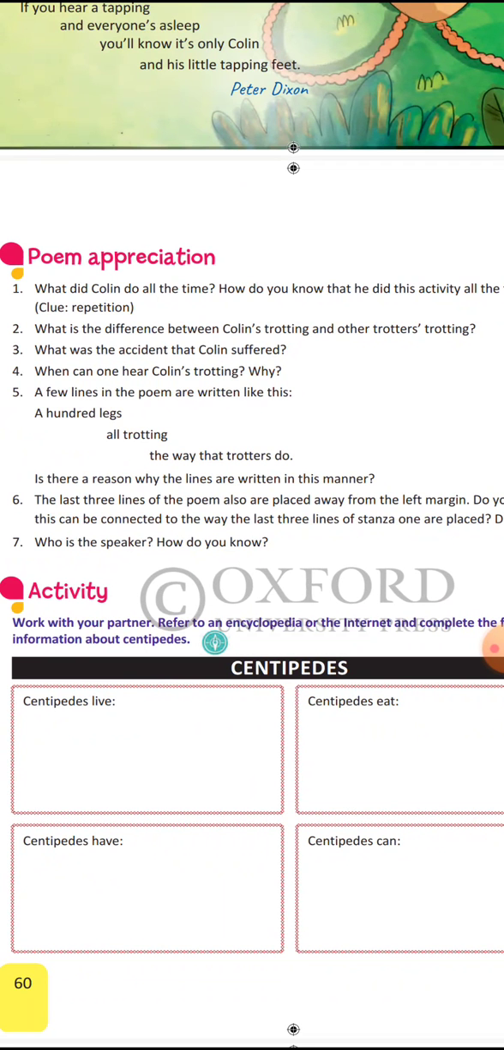What did Colin do all the time? How do you know what it did all the time? So, Colin trotted all the time. What do you mean by the word trotted? It means it moved all the time. How do we come to know this? One knows this from the number of times the speaker repeats the statement that it trotted. So the poet is going on repeating the word trotted, meaning we keep on moving and moving.